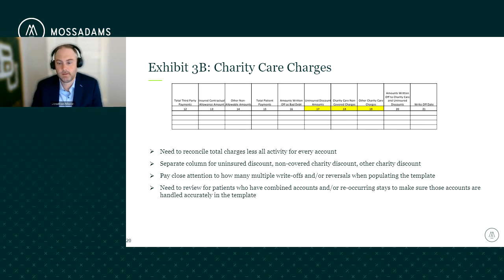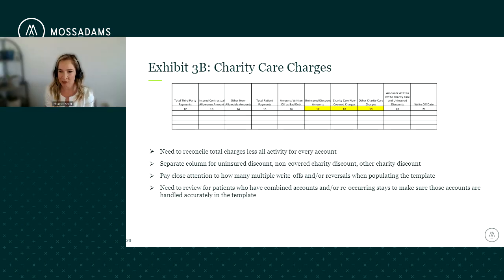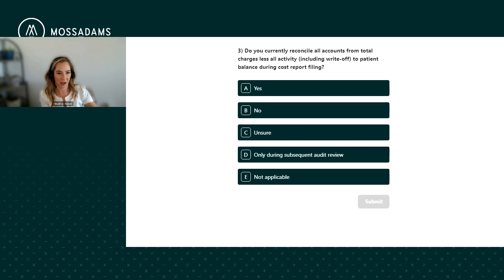All right, we got a couple more questions, but let's go ahead and launch that next polling question, and we can answer some questions while everybody is doing the polling. Perfect. All right, so the third question is, do you currently reconcile all accounts from total charges less all activity, including write-off, to patient balance during cost report filing? And your options are yes, no, unsure, only during subsequent audit review, or not applicable.